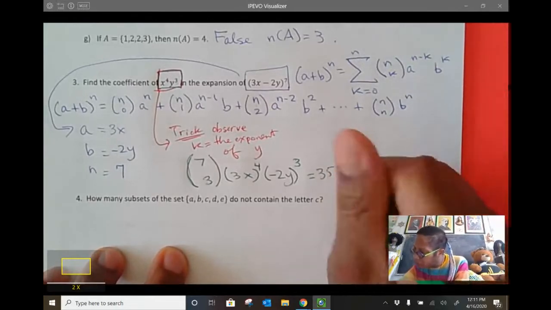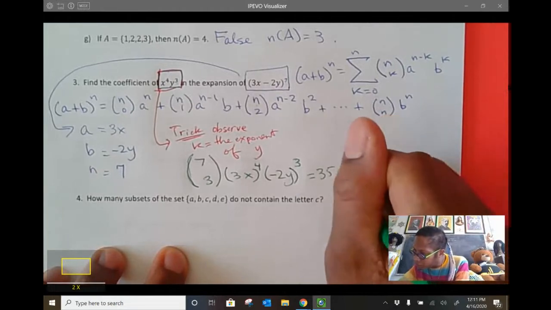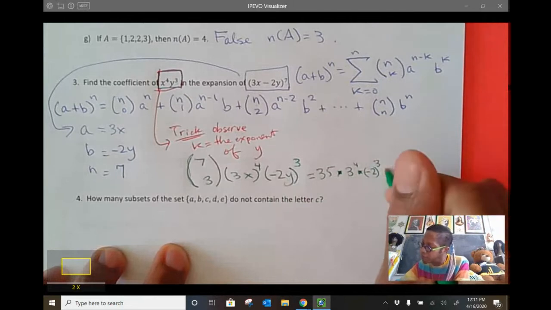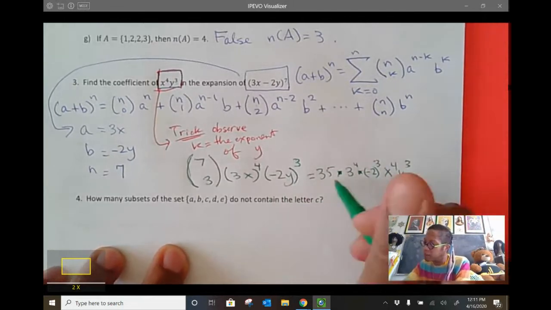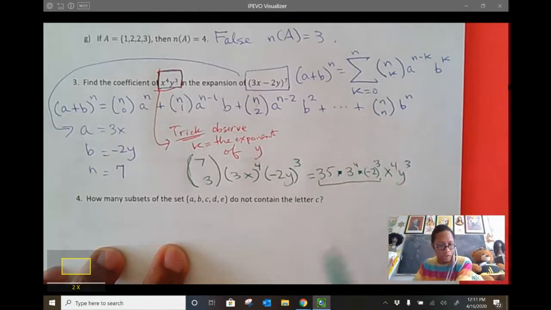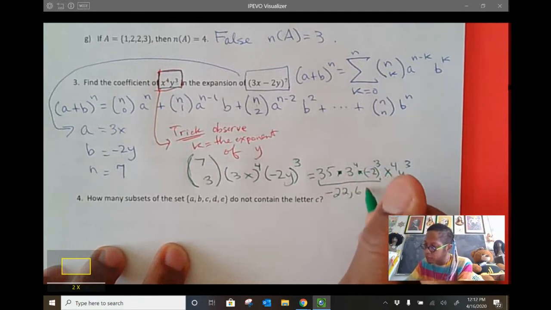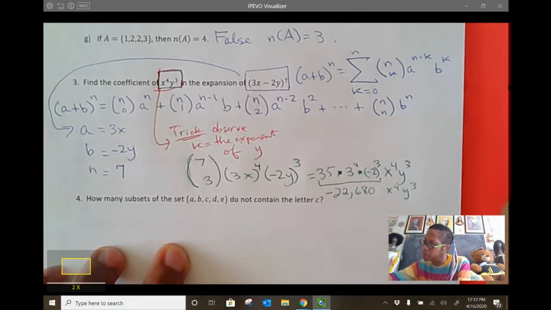Maybe it's bad for me to use x's for times when x is a variable too. Negative 2 to the 3rd. And then we have x to the 4th, y to the 3rd. And now we just take a calculator and jam all these things together and realize that this is negative 22,680 x to the 4th y cubed. So this is the answer.